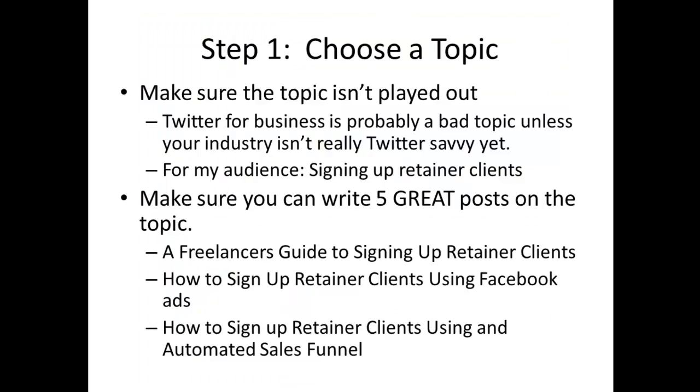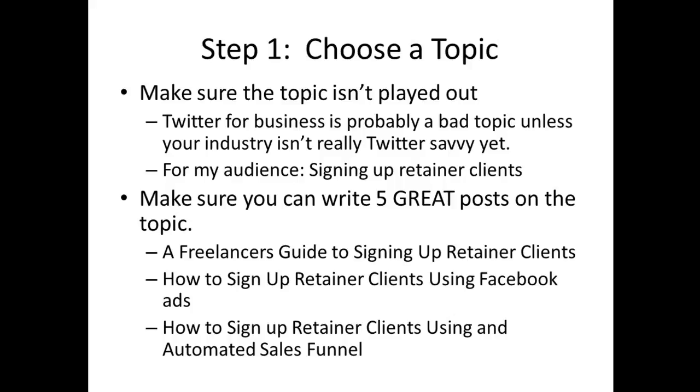Step one is to choose a topic. You want to make sure that the topic isn't played out. So for instance, Twitter for Business is a bad topic because people have been talking about that for like 3 years now. It's not something that's really new. Nobody's really talking about it. Nobody's excited to share Twitter for Business type of posts. Now, the only exception would be if your industry or your vertical isn't really Twitter savvy.